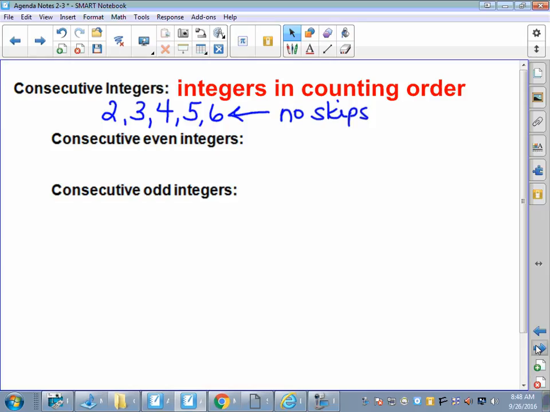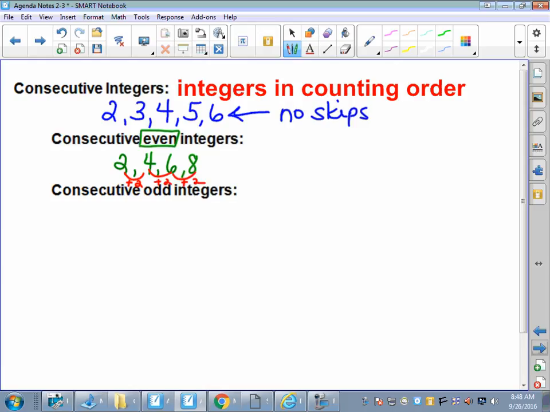So consecutive even integers, we're going to say even integers that are in counting order. So what's my first even integer? 2, 4, 6, 8, right? And on and on and on. How do you get from one even number to the next even number? You pattern people. How do I get from 2 to 4? 4 to 6, 6 to 8. So I add 2 every time.